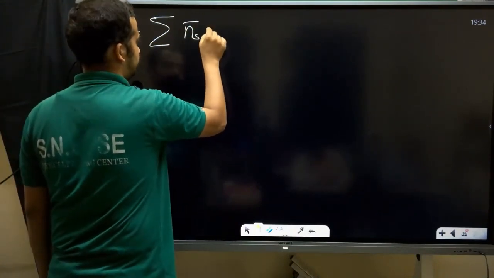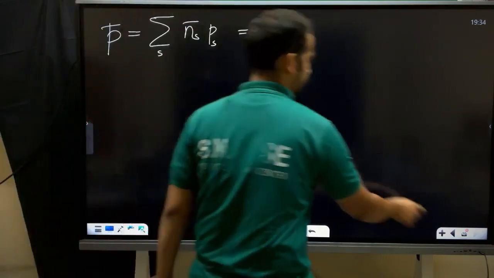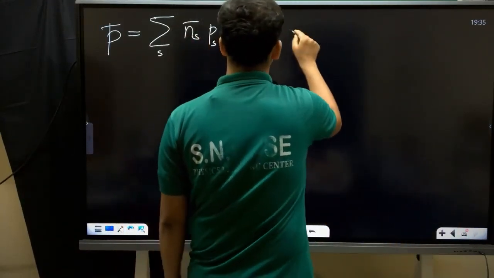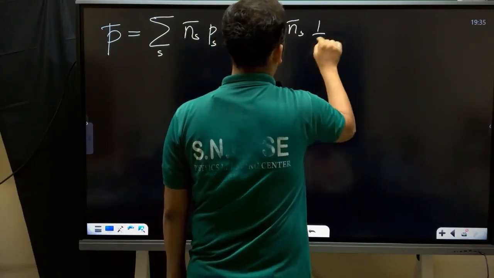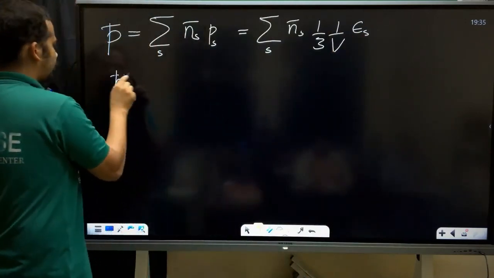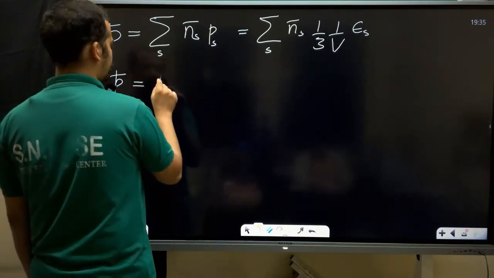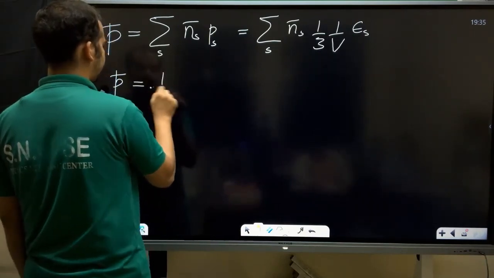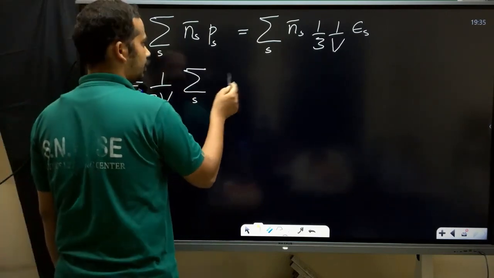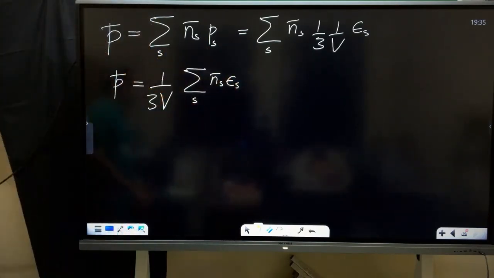Yes, total average pressure is nothing but what we have written: Ns mean into Ps. What is that Ps now? Summation over S of Ns mean times 1/3 of 1 by V times Es. So average pressure is equal to 1 by 3V, summation over S of Ns mean into Es. Is that okay?